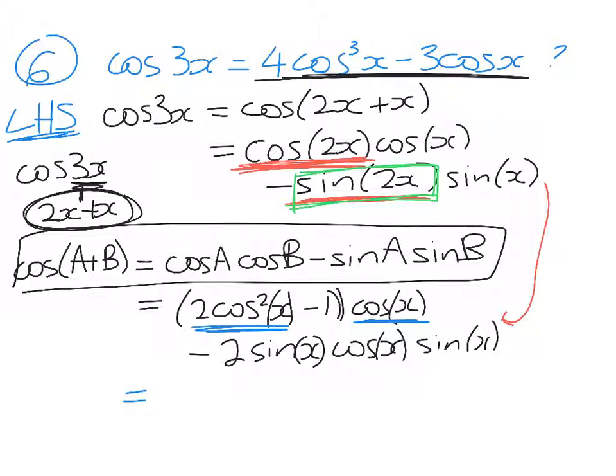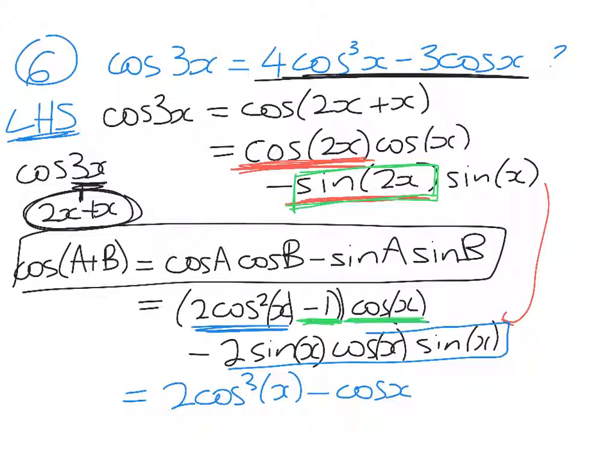This times this will give me 2 cos cubed x. This times this gives me minus cos x. And now sorting out this, I get minus 2 sine squared x cos x. Right, now I'm going to take a new slide. I want you to pause and see if you can finish it off from here. There's one more little identity from way back at the start of trig that you have to use.